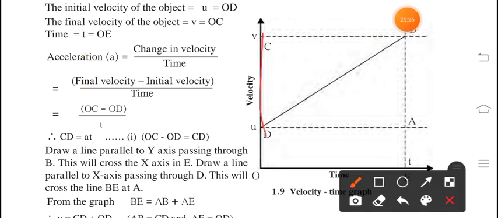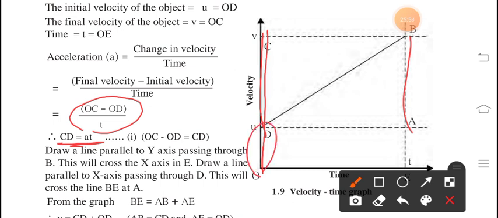CD and AB both are equal. So in the previous equation we solved this CD. You can go to the previous lecture and observe how we are getting CD over here. It is very clearly written that final velocity minus initial velocity. I solved this: OC minus OD is equal to CD. OC, this total distance, minus OD, so we are getting this much portion. This portion is CD, and this CD is equal to 80.